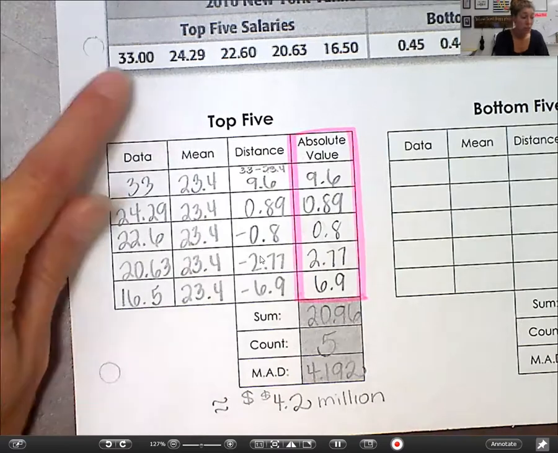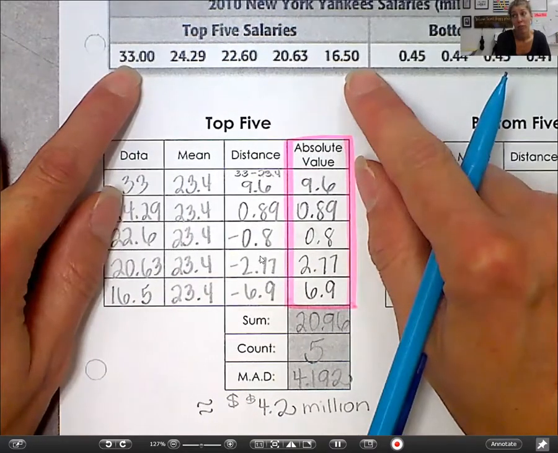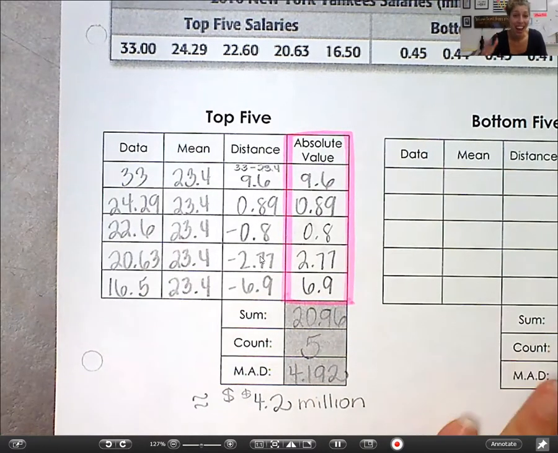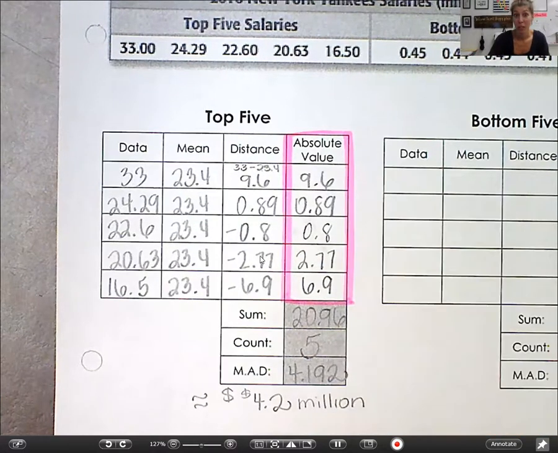Like I said when we started, because these guys are so dramatically different from each other, I'm not surprised that that is a massive, massive difference, okay? The average distance that those players are from the mean is about $4.2 million.